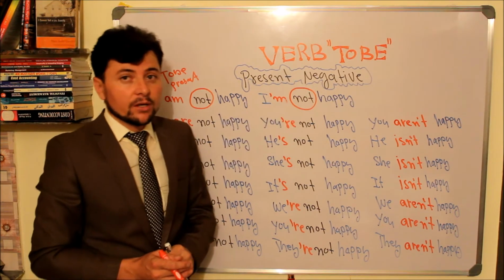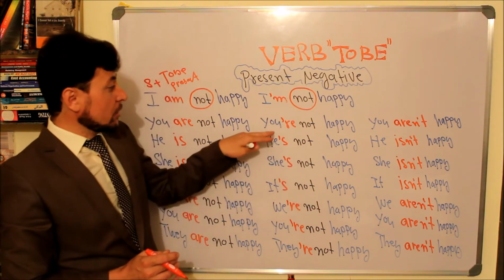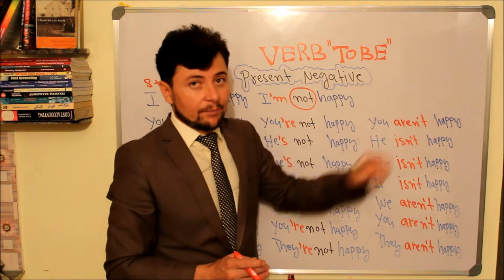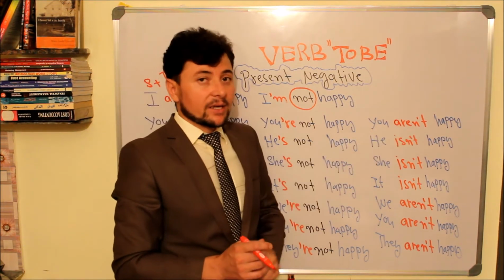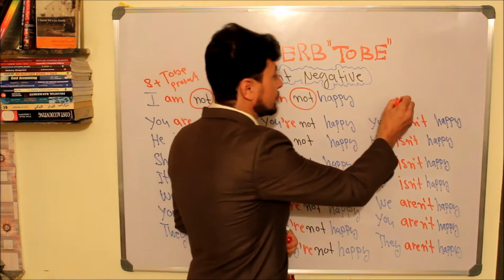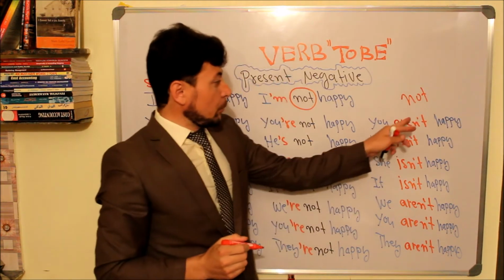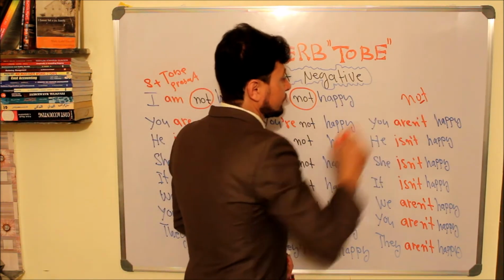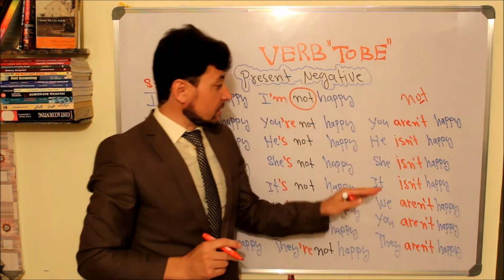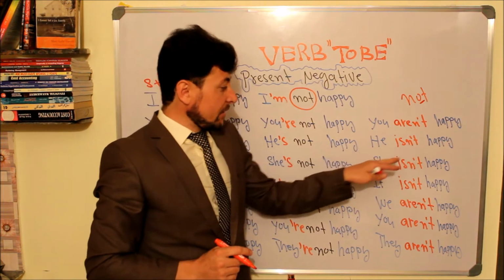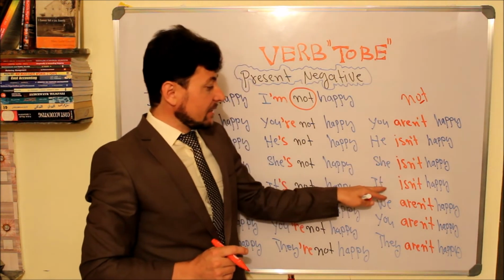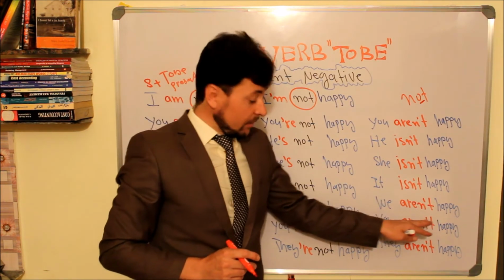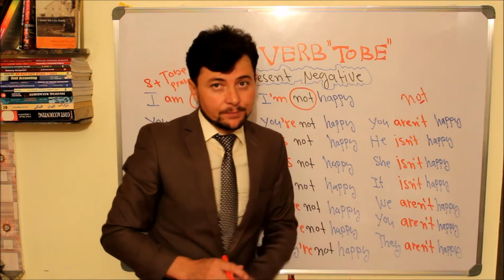This is the only way we can write it in contracted form. I'm not happy. But look at the other sentences. You can write, you are not happy, or you can write, you aren't happy. Here, the contracted form is in the word not. The apostrophe here shows the missing letter, which is O. So, look at the other sentences. He isn't happy, she isn't happy, it isn't happy, we aren't happy, you aren't happy, and they aren't happy.